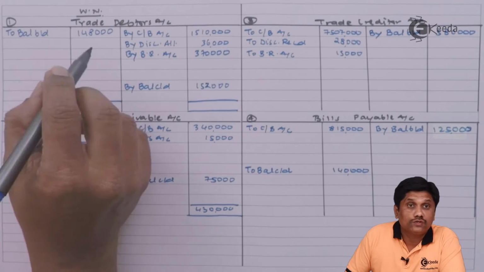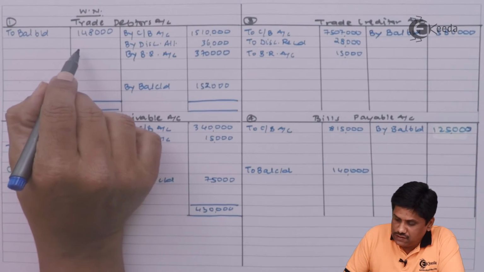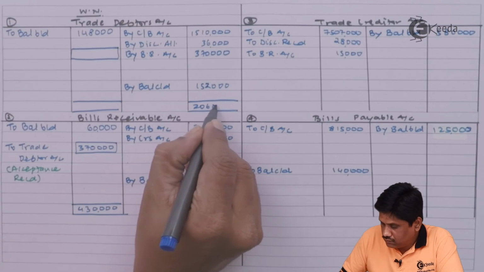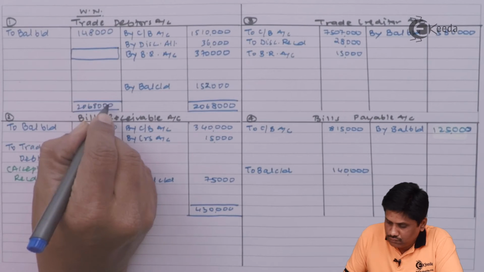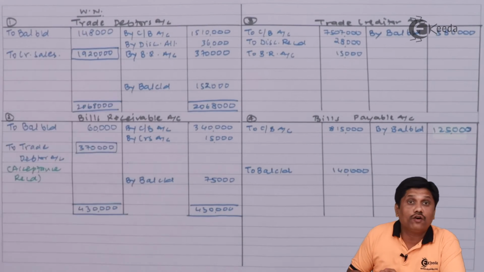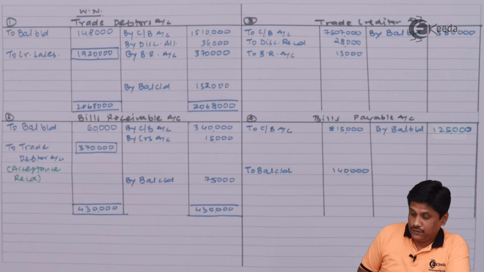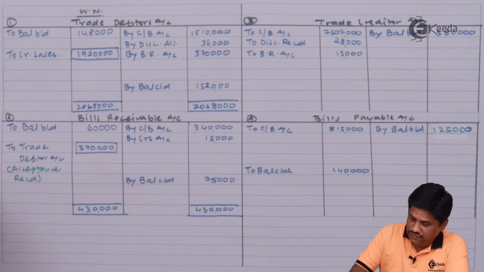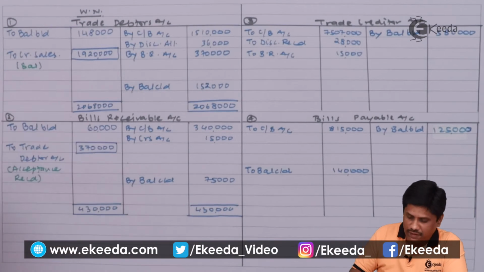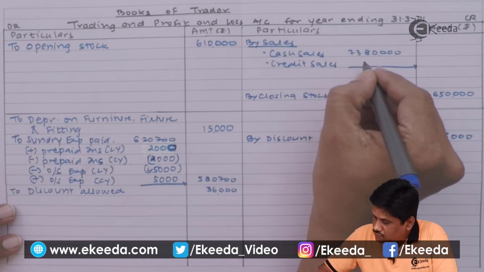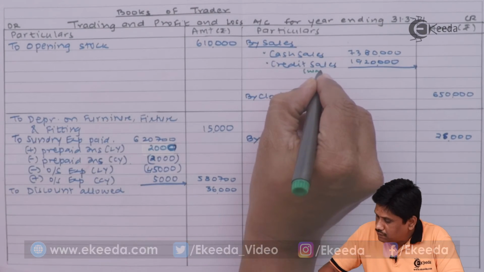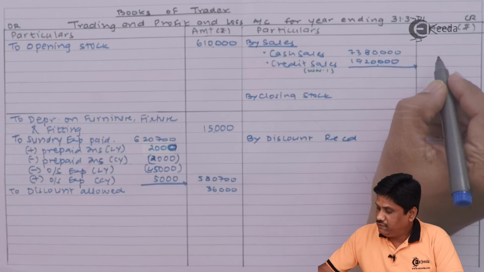If I close my debtors account, now I will be able to find out the amount of my credit sales. It will be a balancing figure on the debit side of your trade debtors account. I got my credit sales. Right, so credit sales is a balancing figure here. And this I will note down in my trading account, credit sales. This is as per our working note 1. My total sales will be 93 lakh.